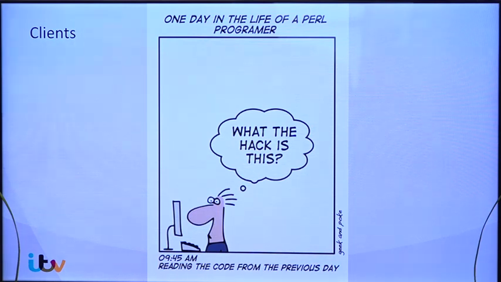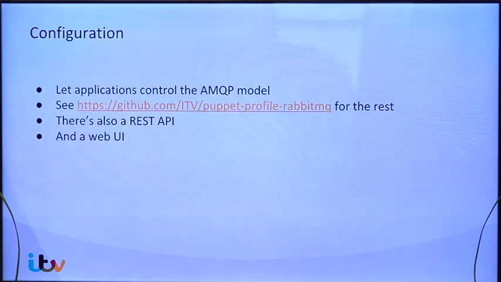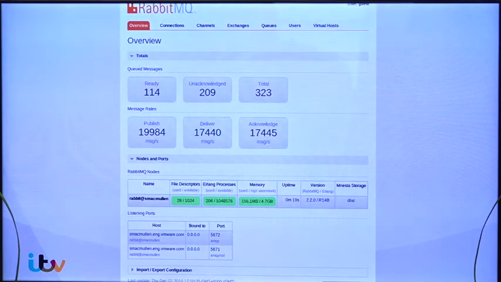You can configure it using files, REST API, and a GUI. As I said, though, let applications control the AMQP model itself. That's a link to our common platform Puppet template for it. There's a REST API, and there's a web UI. That's an example just from the site. Useful for seeing what's going on and introspecting.